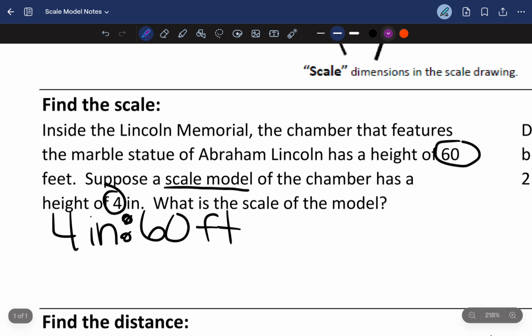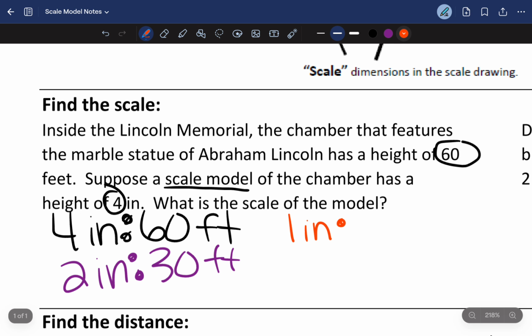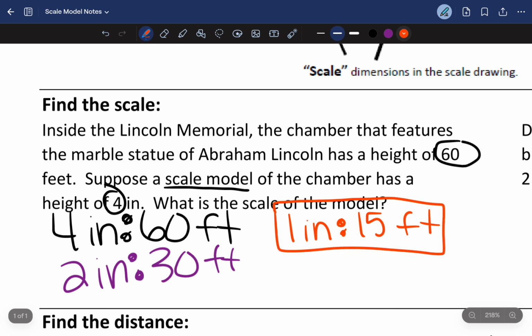Both those numbers are even, so I could simplify them again. I'll write those down. So I have 2 inches to 30 feet. And we like our ratios to be as simplified as possible, especially when we have to find a missing measurement later on. It's just easier to multiply with smaller numbers. So I'm going to divide these numbers again by 2, and I get 1 inch to 15 feet. And that's going to be our final answer. So 1 inch in the scale model represents 15 feet for the Abraham Lincoln statue.